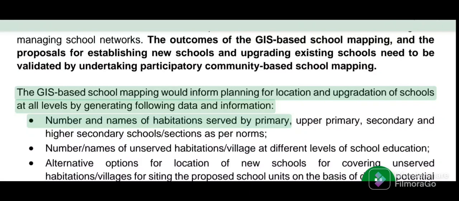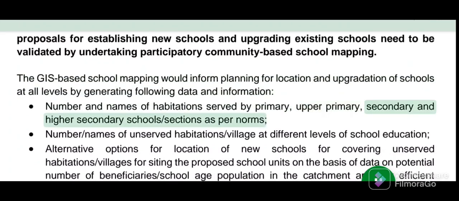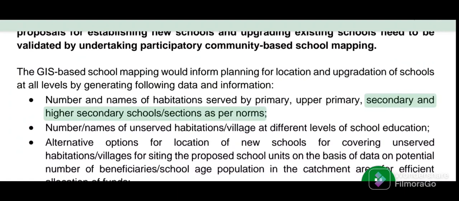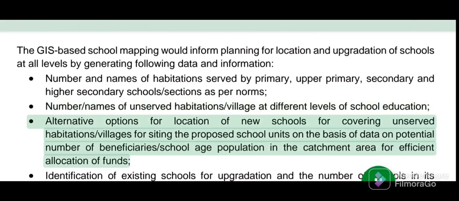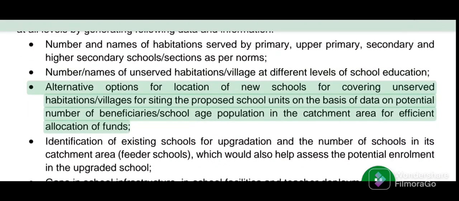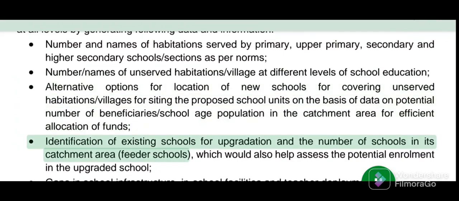The GIS-based school mapping would inform planning for location and upgradation of schools at all levels by generating following data and information: number and names of habitations served by primary, upper primary, secondary and higher secondary schools sections as per norms. Number, names of unserved habitations, villages at different levels of school education. Alternative options for location of new schools for covering unserved habitations, villages for siting the proposed school units on the basis of data on potential number of beneficiaries, school age population in the catchment area for efficient allocation of funds.